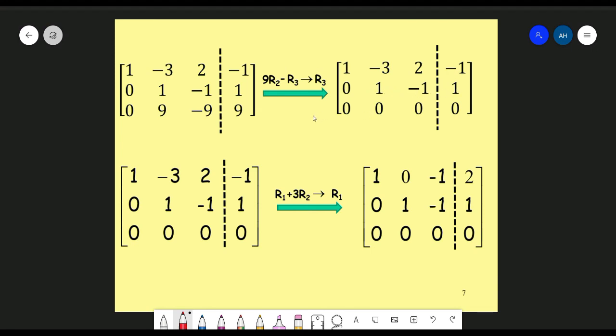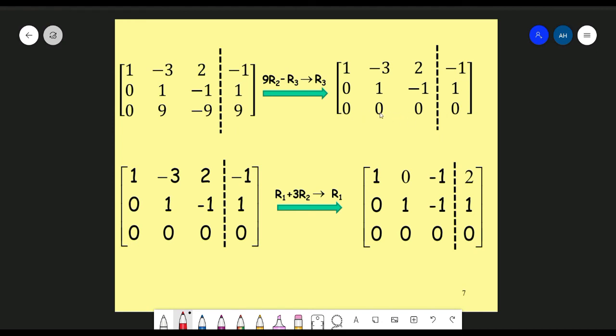Now let's check for row number 3. Multiply 9 by row number 2. So 9 here, 9 minus 9 is 0. 9 times negative 1 is equal to negative 9. Negative 9 minus negative 9 will become negative 9 plus 9, also 0. 9 times 1 is equal to 9. 9 minus 9 is equal to 0. So there we have it. In row number 3, now all these elements become 0.